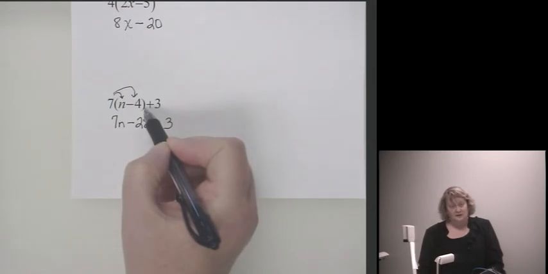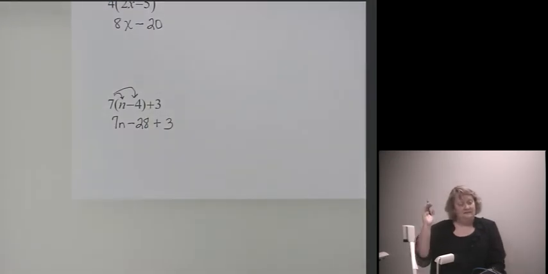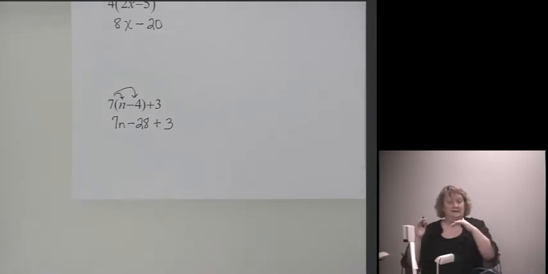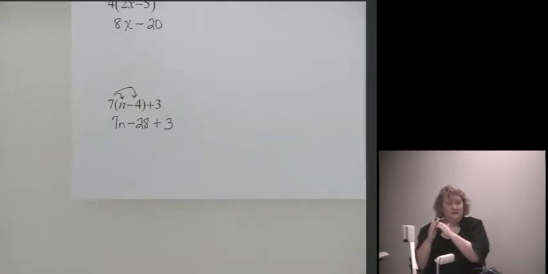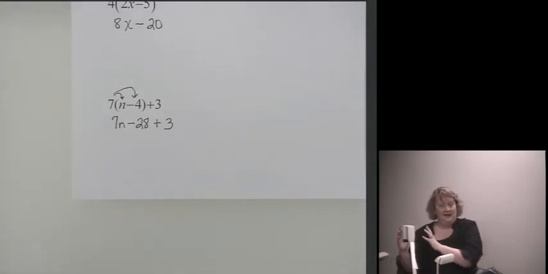This end parenthesis is a stop sign. It says no longer are you multiplying. The distributive property distributes over a set of parentheses. And when you get to that end parenthesis, you end the distributive property. That plus 3 is just out there by itself and comes down.